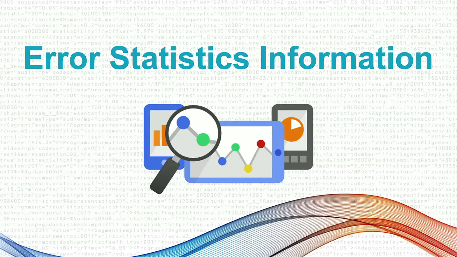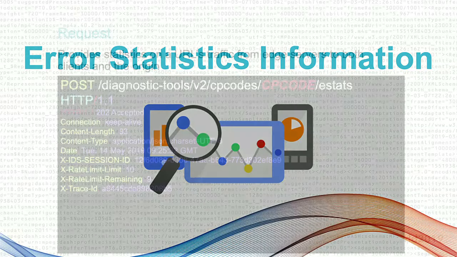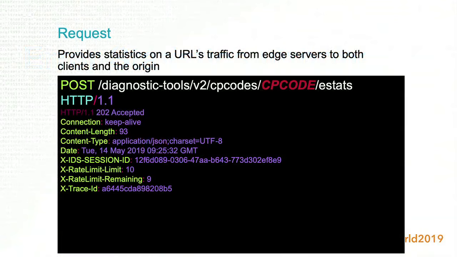Now, let's dig into a few major features of the API. The first feature we will cover is error statistics information. Anyone familiar with the error statistics information tool? It is available in Akamai Control Center, so you probably use it through the Akamai Control Center GUI. Exactly the same tool is available within the API. Error statistics information allows you to view the real-time statistics for a URL or CP code. We call it estats, right?